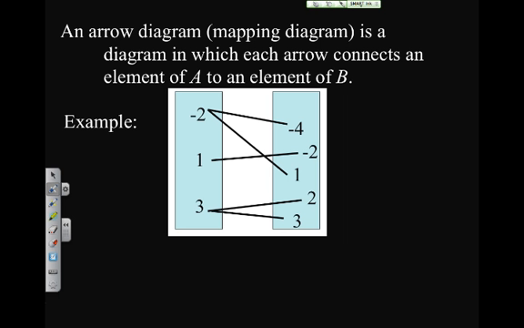Okay, an arrow diagram or a mapping diagram is a diagram in which each arrow connects an element of A to an element of B. So as you can see here, we look at negative 2. Negative 2 is getting mapped to negative 4 over here, and it's also getting mapped to positive 1. And then we look at 1, it's getting mapped to negative 2. And then 3 is getting mapped to 2, and 3 is getting mapped to 3.